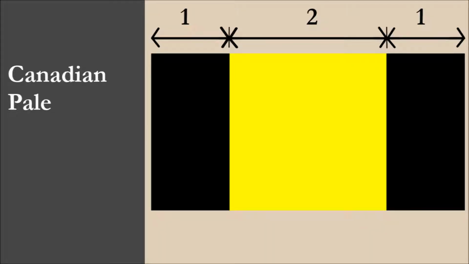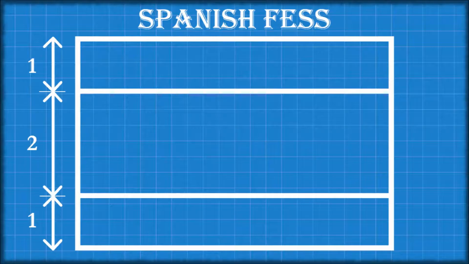This is the layout of a particular flag pattern known as a Canadian Pale. A Canadian Pale consists of 3 vertical bands where the central band is the same thickness as the 2 outer bands combined, giving us a band ratio of 1 to 2 to 1. The Canadian Pale applies to vertical bands. There's a horizontal equivalent known as the Spanish fess.